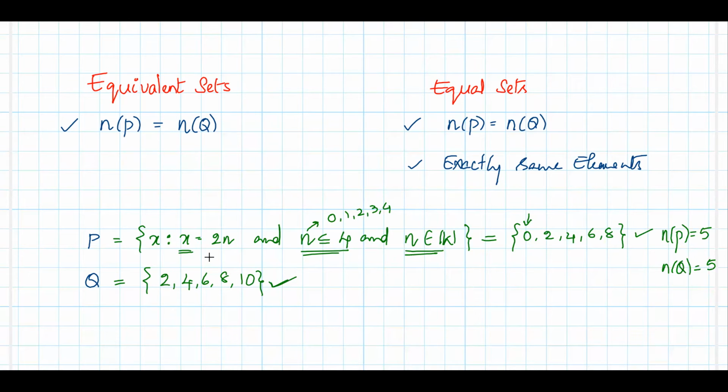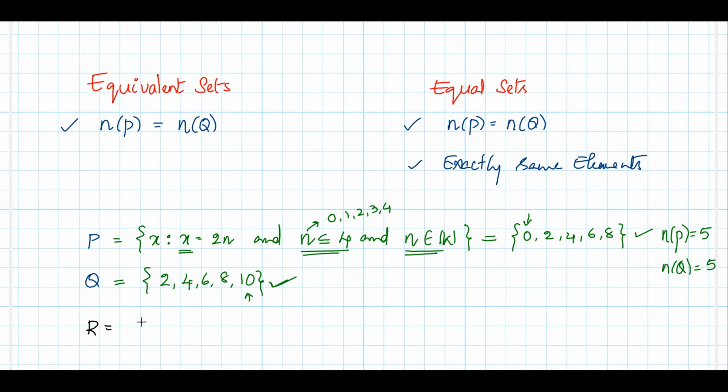All right. Now in the same way, 10 is present in Q, but not there in P. Yes, this is another reason, right? So we already understand that these two sets are not equal. They are just equivalent sets. Okay. Now one more set here.